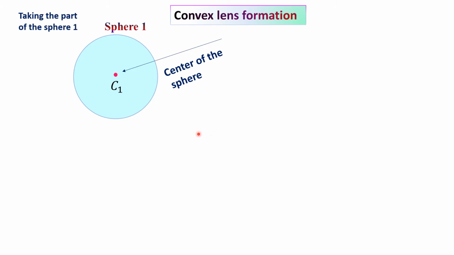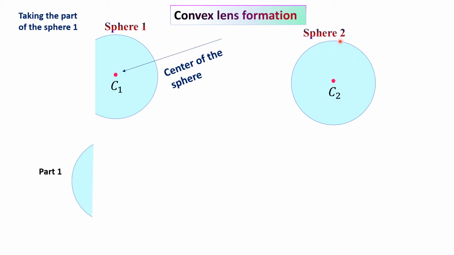Now I am going to take a part of the sphere 1. I will cut like this. So I have cut this sphere, and this is the part I have taken from the sphere 1. Similarly here, one more transparent solid sphere is there. I am going to cut this sphere here. So this is the sphere 2, and its center is C2, the center of the sphere.